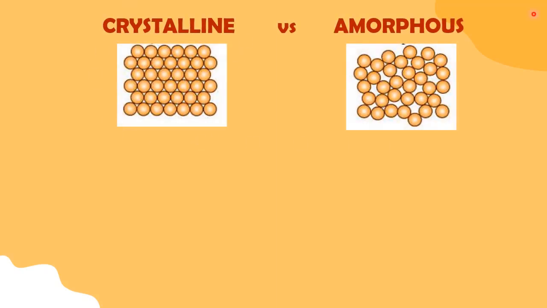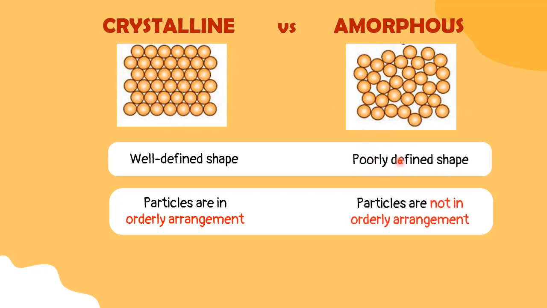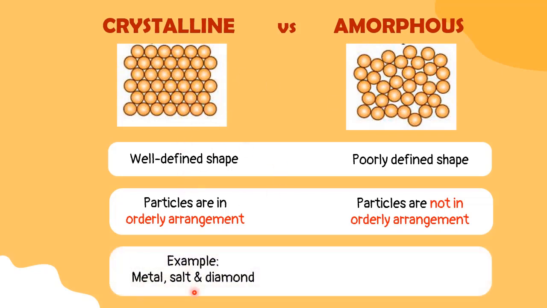Solids can be classified into 2 structural types based on the orderliness of particles. One is crystalline, the other is amorphous. From the diagram, we can clearly see that crystalline is a well-defined solid, where its particles are arranged in perfect order, while amorphous has a poorly defined shape due to the lack of order in its arrangement, but is still closely packed. Examples of crystalline solids are metal, salt, and diamond, whereas examples of amorphous solids are charcoal, rubber, and glass.